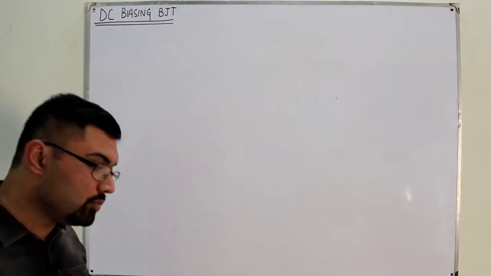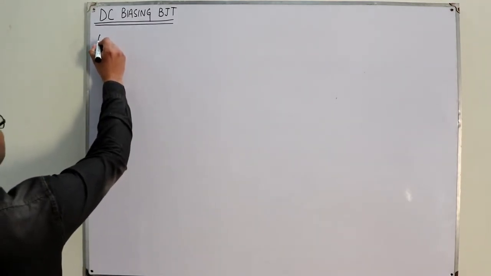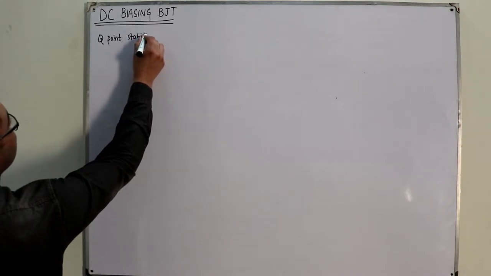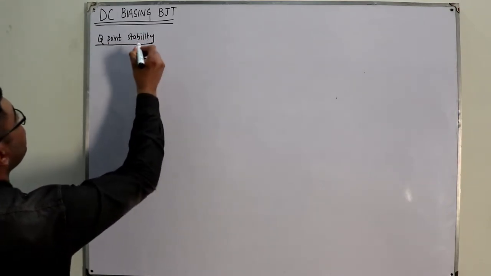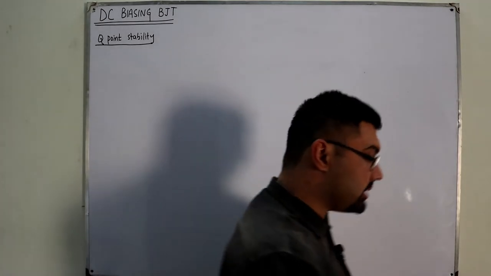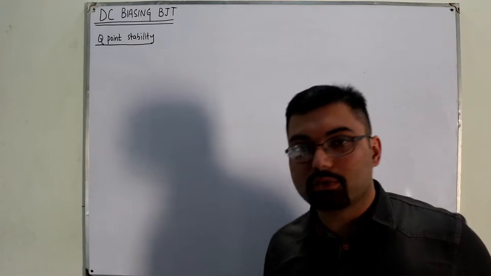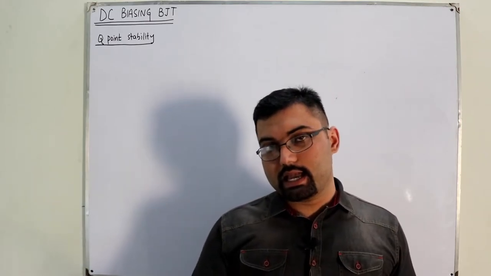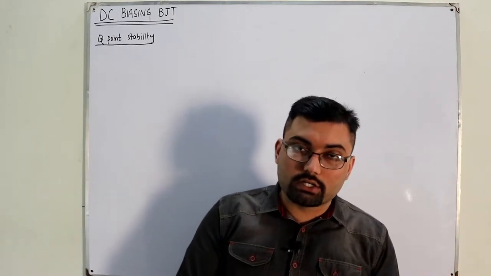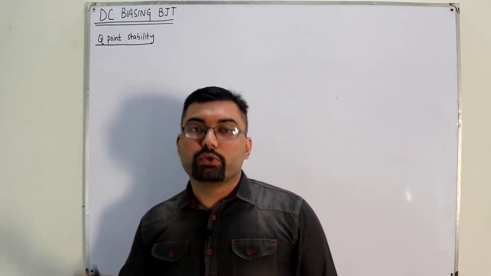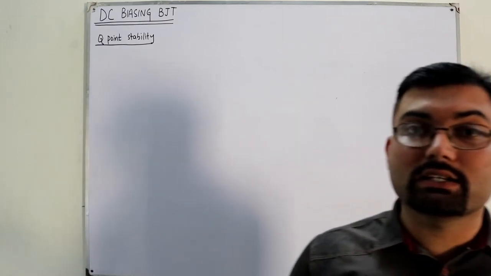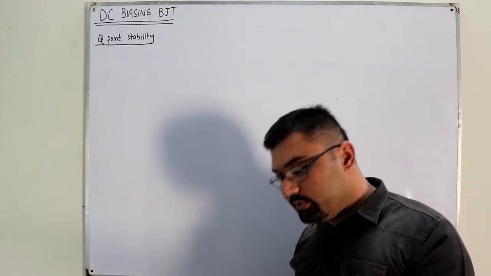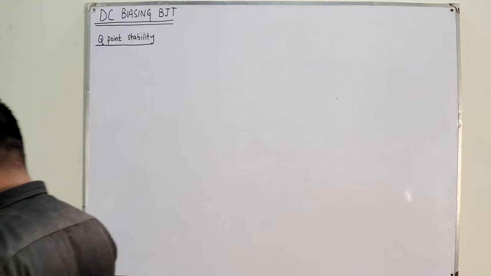How much is the Q point stable? So let me give the heading first and then we'll come. So Q point stability. Now the thing is that once you set the operating point, once you set the Q point of your system, it should not fluctuate. Which means what? It should not change if there are a certain change in the conditions. And what are those conditions? Those may be the environmental conditions or some other circuit parameters which we see right now. So the basic motive is what? That the operating point should not change. It should remain fixed. And how do we do that? So we see it right now.